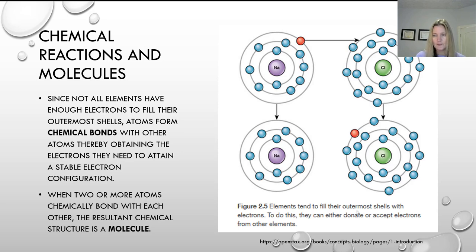And so here we have a molecule. We have 2 or more atoms chemically bonded with each other, resulting in a molecule.